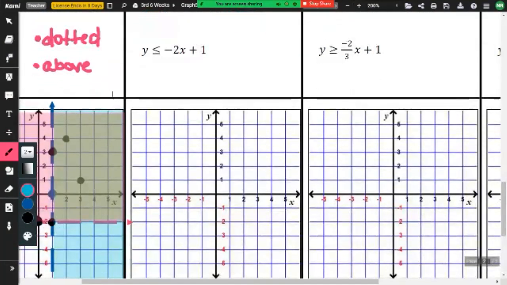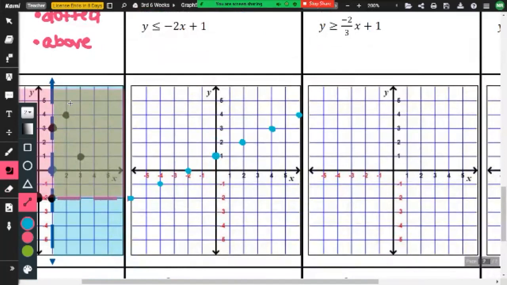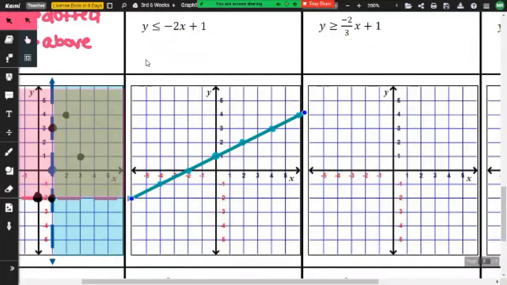I'm going to plot my y-intercept, which is 1. We have a +1/2 slope, meaning I'm going to go up 1, right 2, up 1, right 2, and repeat that pattern. This one is a solid line, so I can graph it like I normally would. With this topic, you want to make sure you're graphing one line at a time, because it's very, very easy to get confused on where to shade if you have both lines graphed before doing any shading.